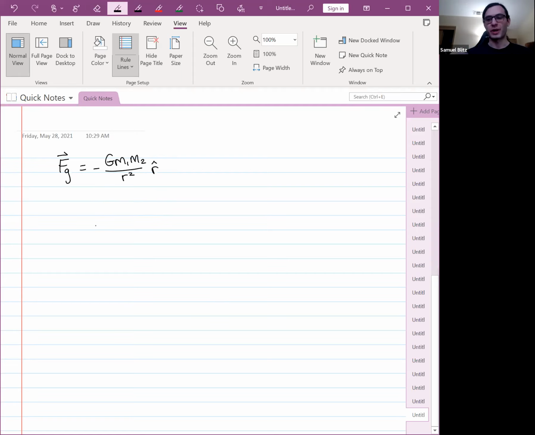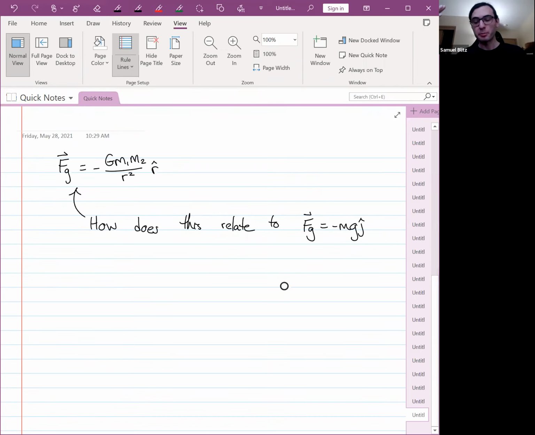So you might ask the question, and reasonably so, how does this relate to the F equals mg business? Because we've been using that for the entire quarter, how do you go from one to the other? So in principle, to calculate the force of gravity from the Earth on an object, so the force of gravity that the Earth applies to some object near the Earth or on the Earth, we need to know three things. So to find the force of gravity from Earth, which is what that F equals mg business is, we need to know three quantities.